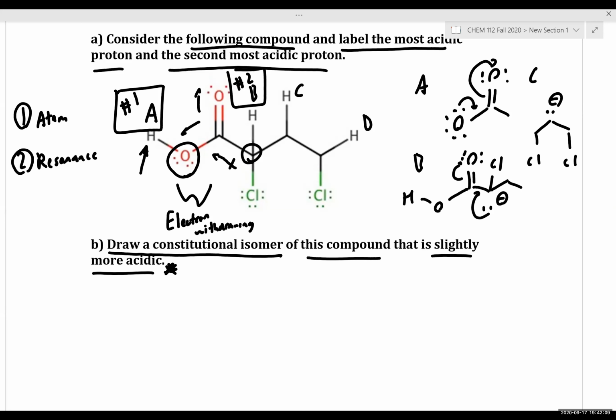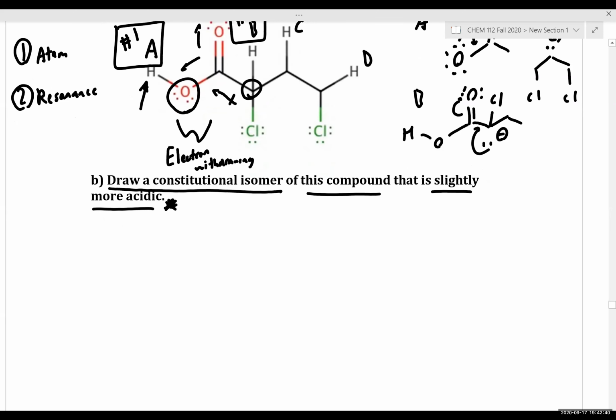Keeping in mind, I have to have the same formula because I want to draw a constitutional isomer. What's one trick that I can do to increase this proton acidity? We have a proposal to break the double bond.